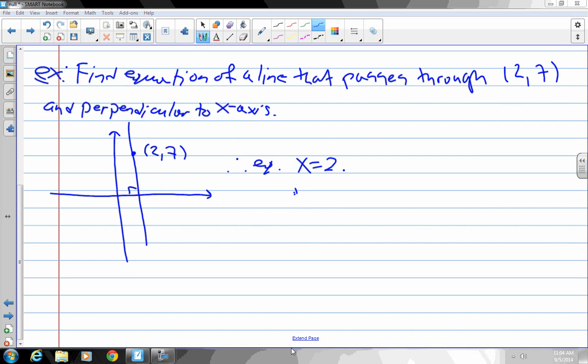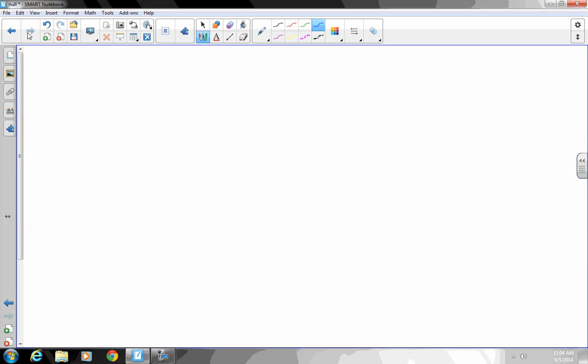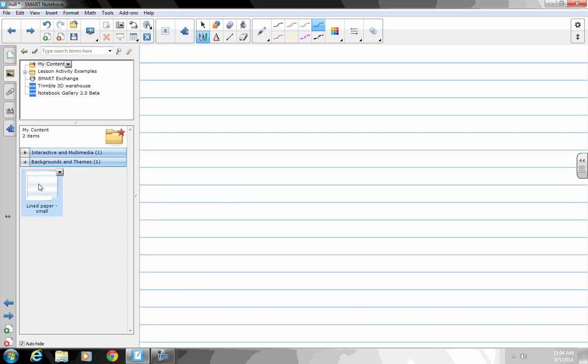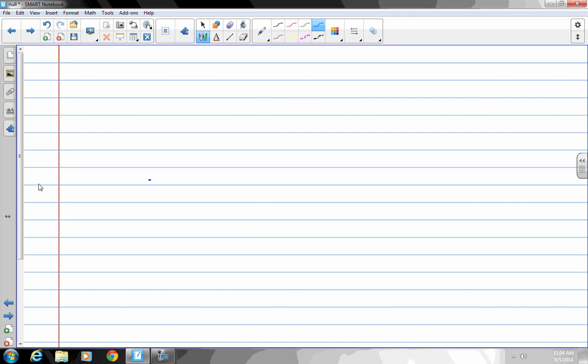Now, another way to think about the slope, another interpretation of the slope: it tells us how fast y changes with respect to x. So slope is kind of a rate of change. Another way to think about the slope is rate of change.